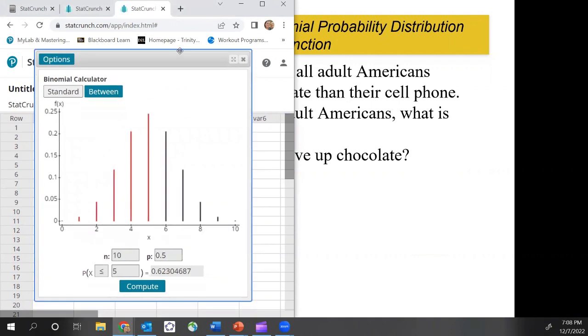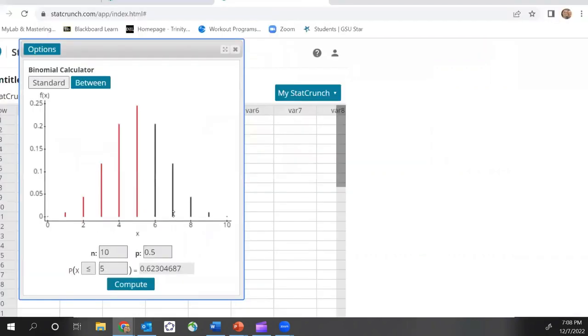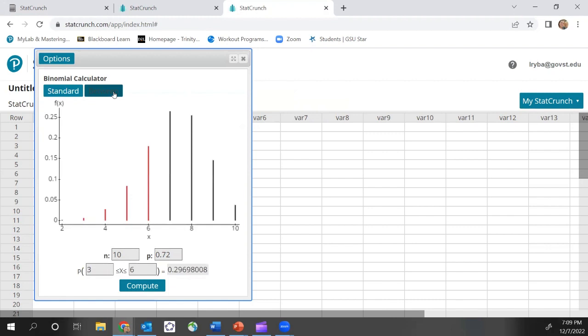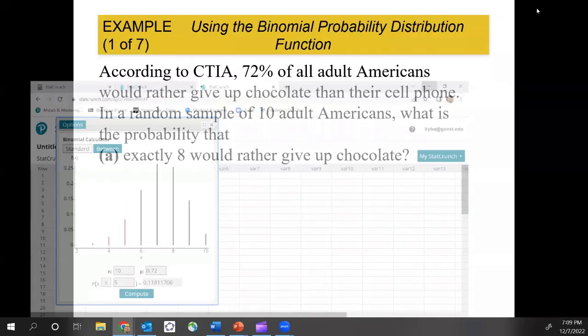We have to enter a few things here. The first is N, how many people we have asked here, and that is 10. P is the probability of a success that they give us. So 72%, which is 0.72. And then we have options here. If we're asking for a single value, less than or equal to, less than, greater than or equal to, we can use that here. Or we have the option to do between two values. So this one says exactly 8.